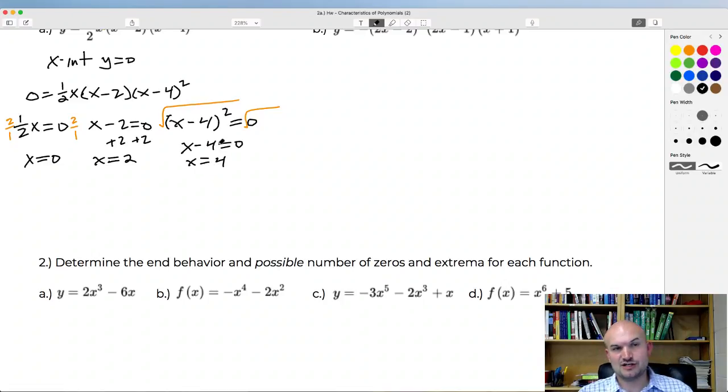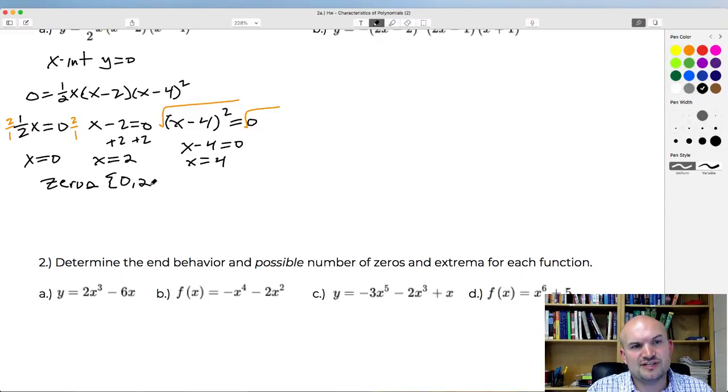Now, when we're talking about the x-intercepts, you can leave them like this, or you can write them as a coordinate point. A lot of times when we're talking about the real zeros, we'll write them using set notation. And once we start talking about more different types of zeros, this set notation will become very, very helpful. But I'm just going to write them as zeros, 0, 2, and 4. And then you could also label them as your x-intercepts.